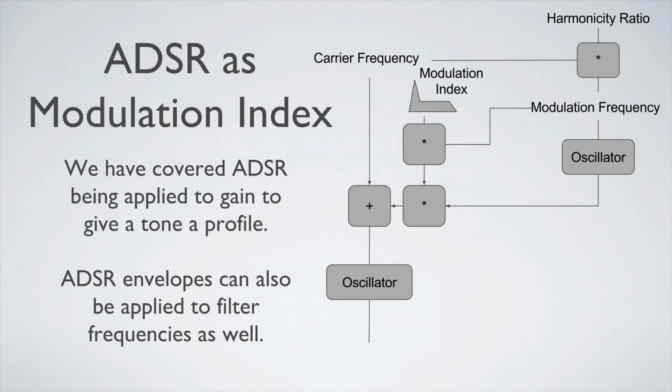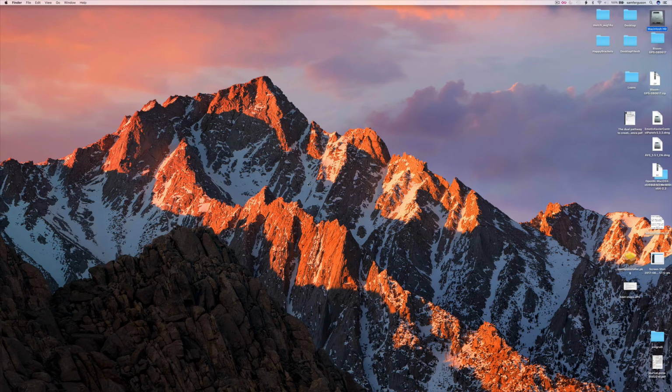Now, one thing that we might want to do is use an ADSR envelope to control the modulation index. So here we've got our normal setup for frequency modulation, but instead of just a single value for modulation index, we've got an attack, decay, sustain, release envelope to control the index. So it might go from 0 up to 1 down to 0.2 back. So we've covered ADSR being applied to gain, and that works as well, that's fine, but we can also apply ADSR envelopes to filter frequencies and modulation indexes as well.